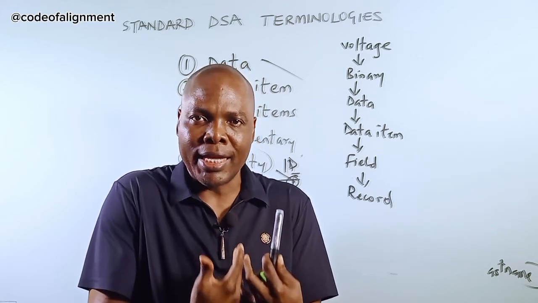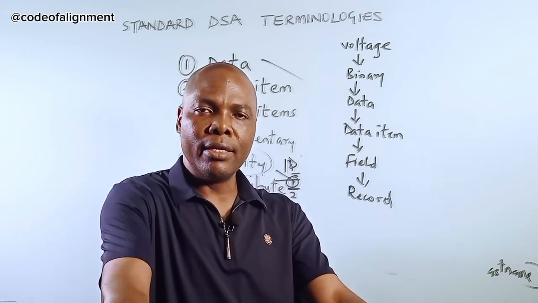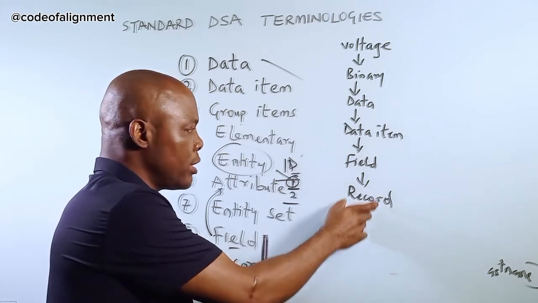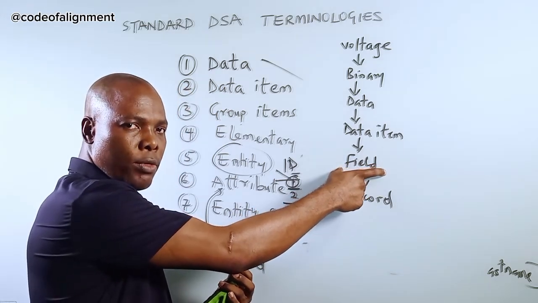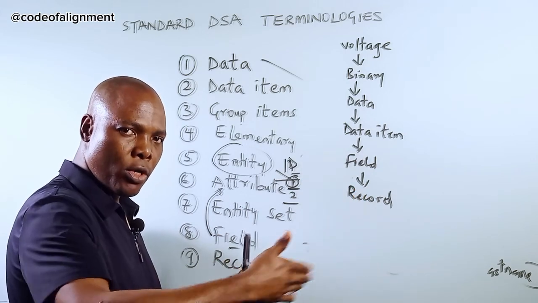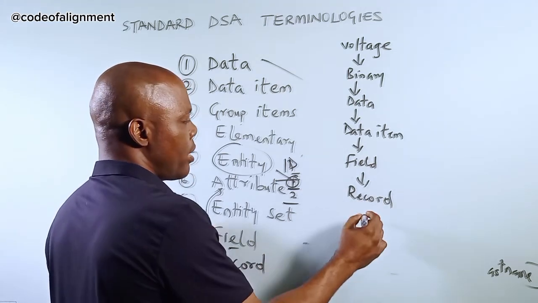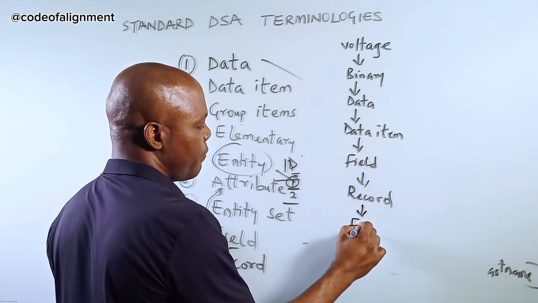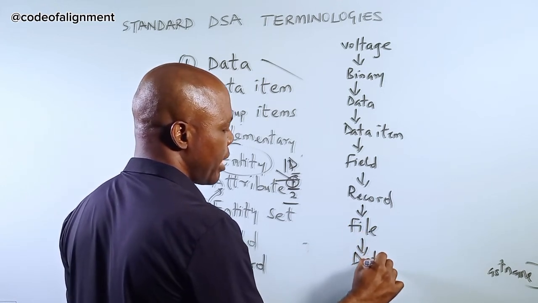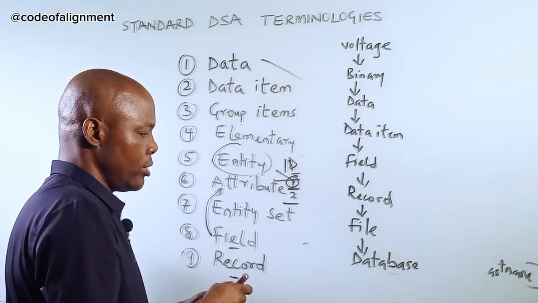I am an employee of a company, so I am an entity, a real world object. But how will you represent me in the system? It has to be what? Record. And record is a collection of what? Fields, which is what? ID, name, age, department, all those things, right? That is what you have as record. Then from record, we move to what? File. And then from file, we move to what? Database, right? So this is the structure.